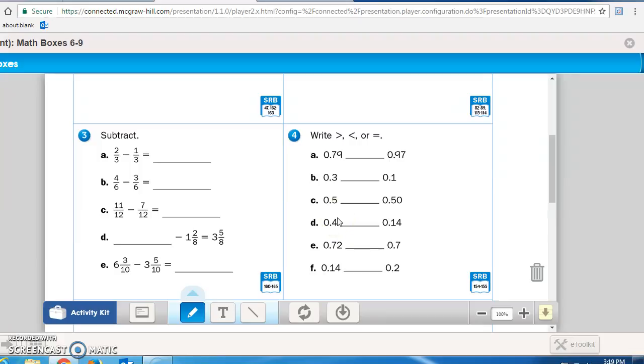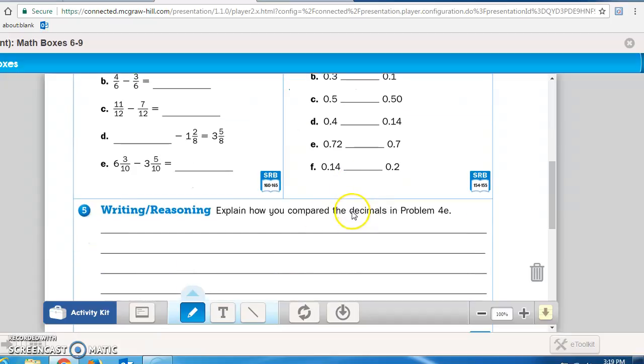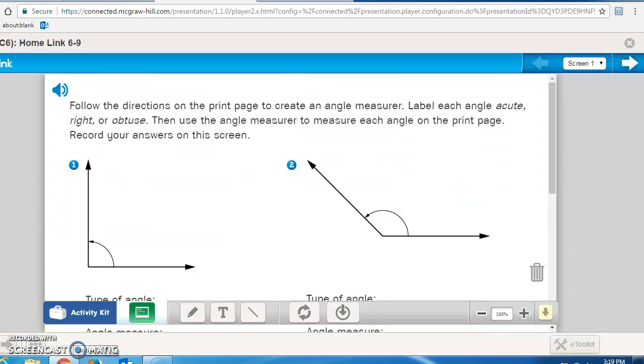Math Box 3 has you just subtracting fractions. Math Box 4 has you writing greater than, less than, or equal to. And Math Box 5 wants you to explain how you compared the decimals in problem 4E. Pause the recording now, finish this page. When you are done, go up and check it with the answer key, and then turn the recording back on for your final instruction for this lesson.